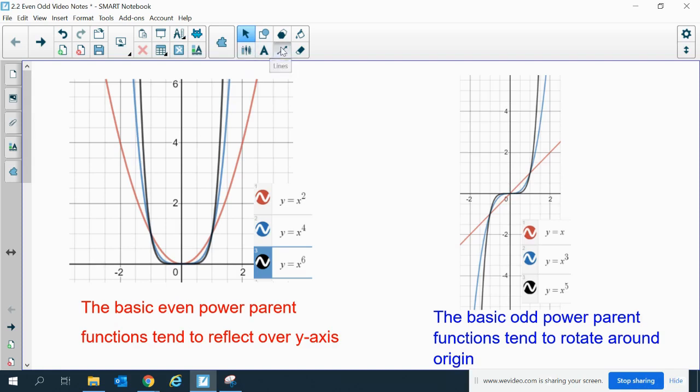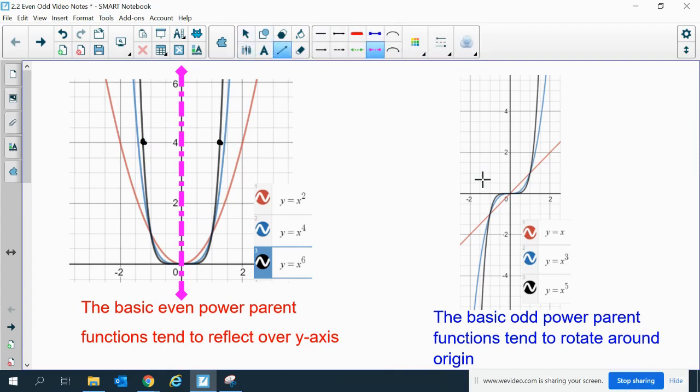So if I take a look at the y-axis as sort of a mirror, what you can see is each of these functions would have points that reflect perfectly over the y-axis. So, for example, this point on y equals x to the sixth reflects perfectly over to the other side.